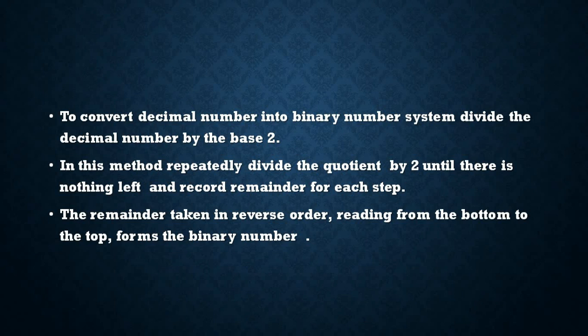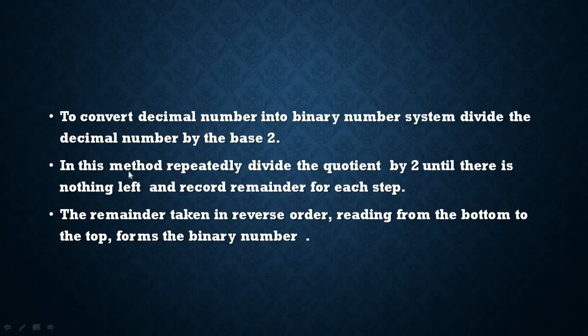When we divide the number, we get two results: one is the quotient and the second is the remainder, because we do not divide the number to an exact fraction. We use successive division. Successive division means that when we divide the decimal number, we get a quotient and remainder. The quotient is repeatedly divided by 2 and the remainder is used to note down the result.